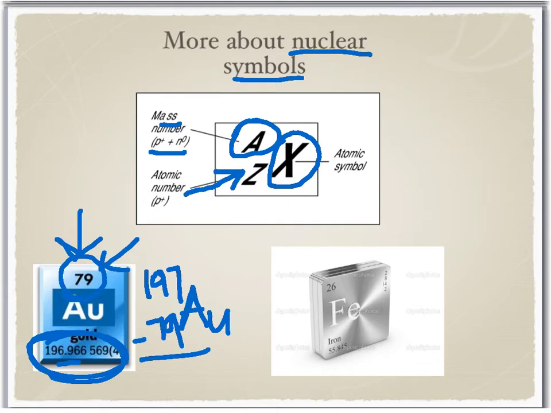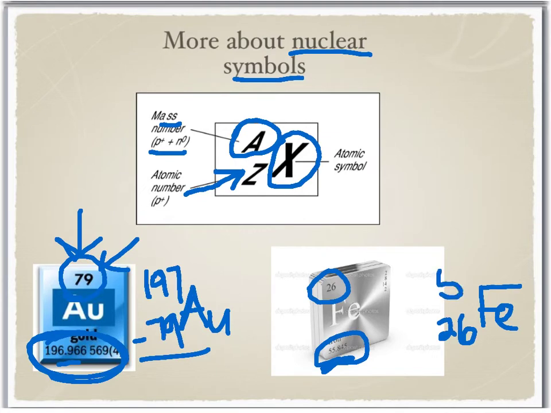Over here, we have iron. We see that the atomic number is 26, that's the whole number. This number down here, 55.845, when we round it off, will be the mass number, 56. So you can see here that this atom of iron has 26 protons and 30 neutrons.